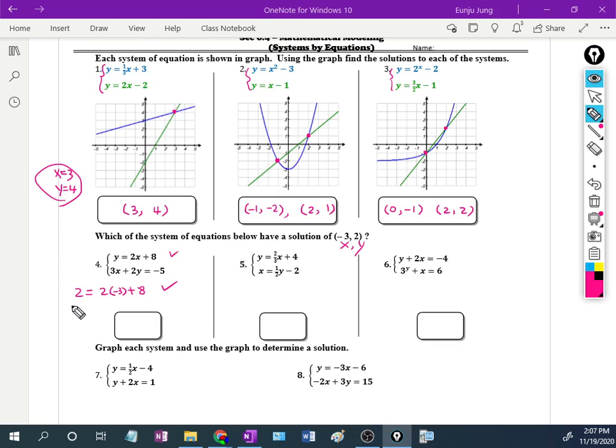Next one, let's plug in numbers. 3 times, x is -3 and y is 2. Let's check if it makes -5 on the right-hand side or not. So check it, and if it is working, left and right hand side, yes. Both equations are satisfied with this solution. So yes, this is the solution of the system.